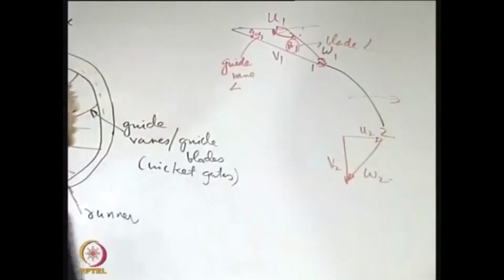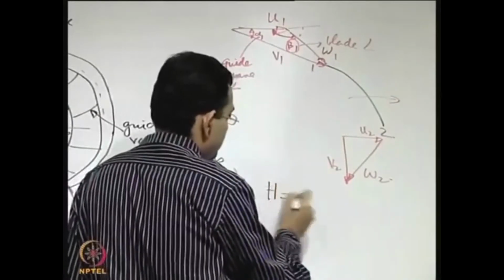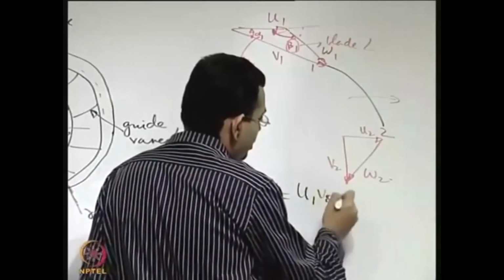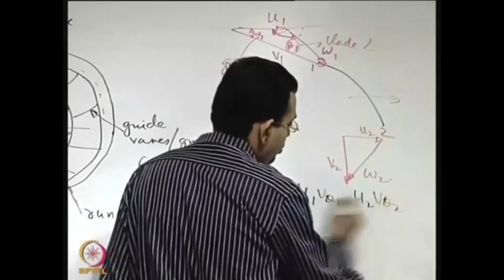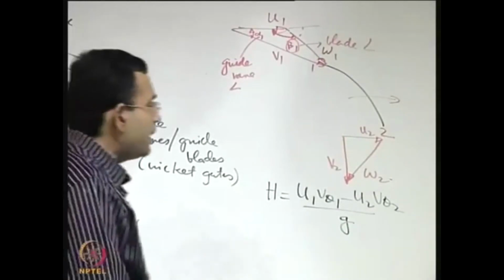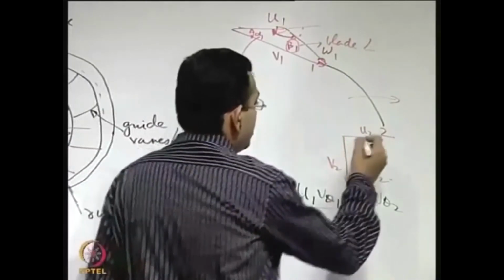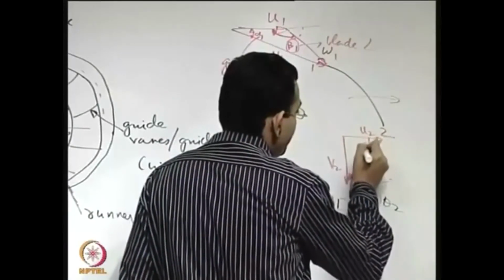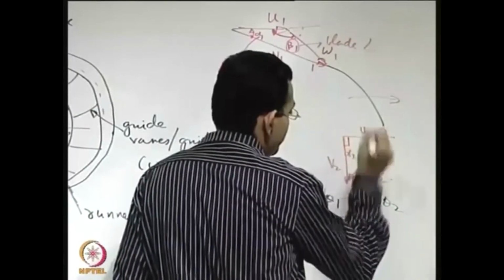So what is the head developed by this one? U1 V theta 1 minus U2 V theta 2 by G, right? The same formula, we are not changing anything, only the application of the formula changes. So remember, this is beta 2, this is alpha 2.